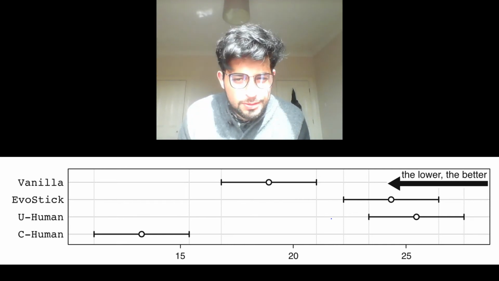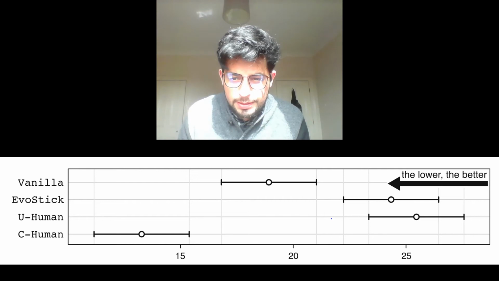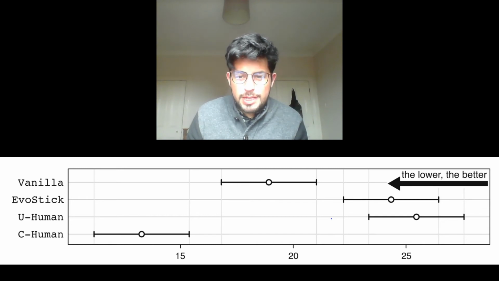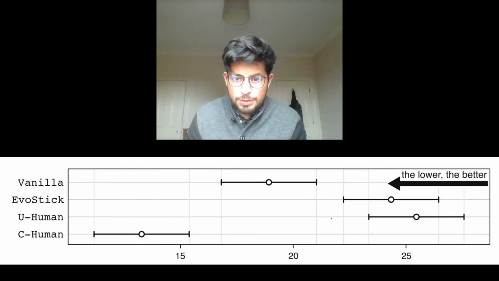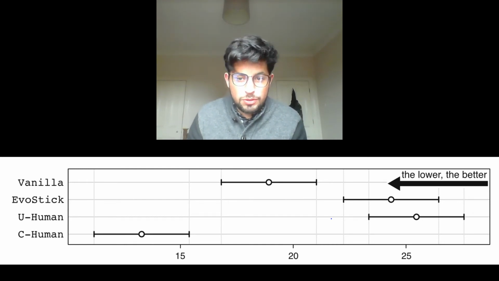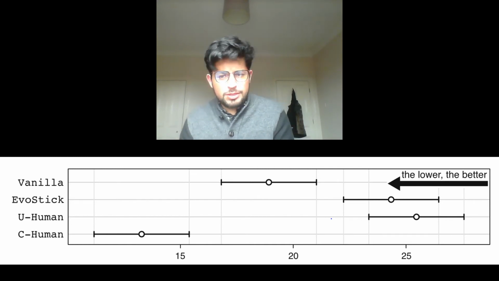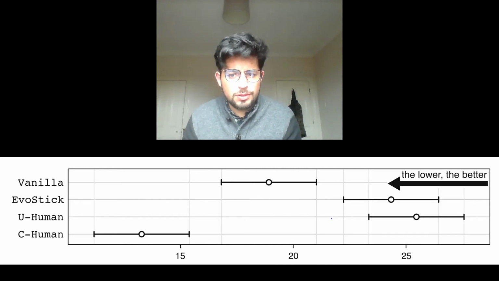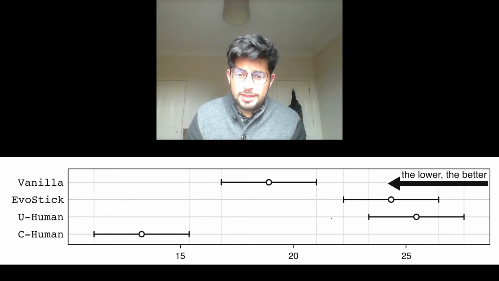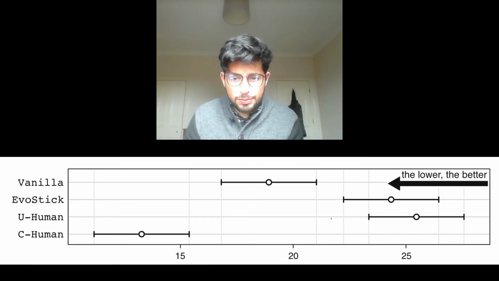Just, I would like to mention something quickly. Take it with a grain of salt, because in the vanilla one, we give prior information to the machine, which means we more or less know what we need, and the machine knows what to use. Whereas in the EvoStick, the machine has zero knowledge about it and starts from scratch. So yeah, just take it with a grain of salt. And the unconstrained human has the worst performance.